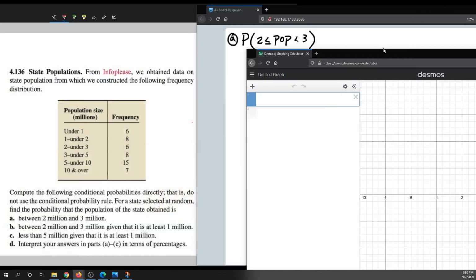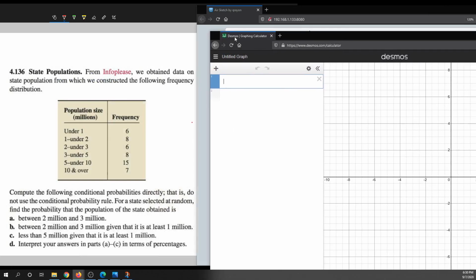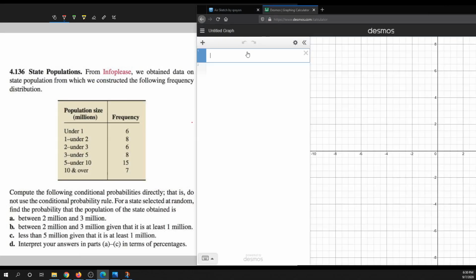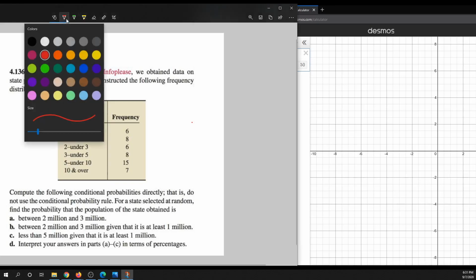All right, let me see if I can put it in here without breaking everything. Okay, great. All right, so add that up. 6 plus 8 plus 6 plus 8 plus 15 plus 7. All right, so that comes out to be 50, which is good. So let's write that down.